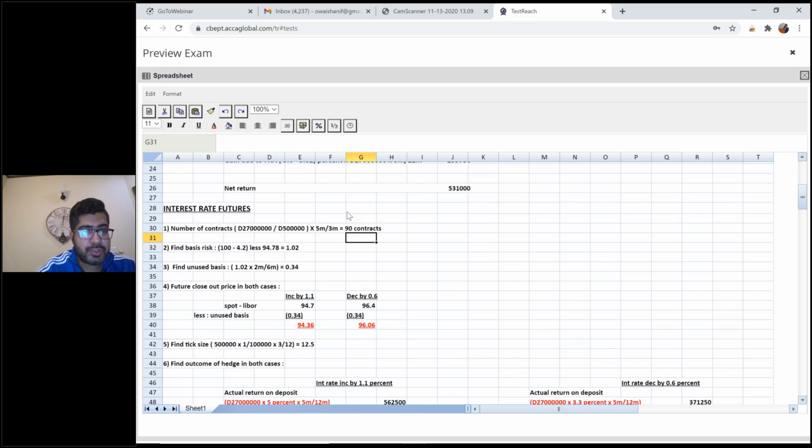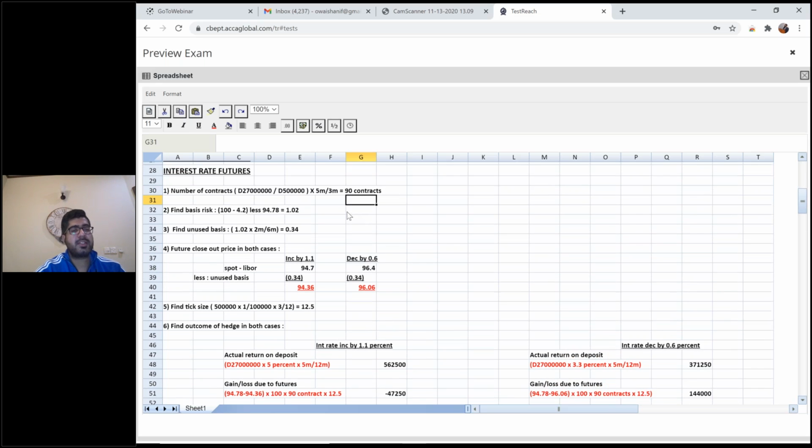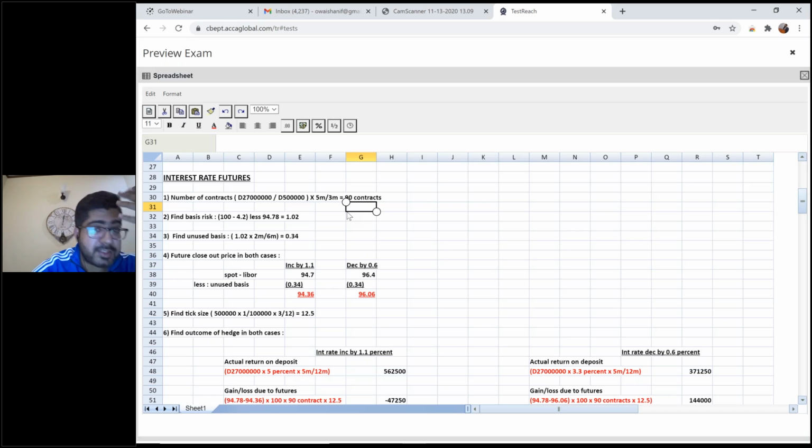When you went towards futures, there are 7 steps. Number of contracts is the amount over contract size, 500,000 into time period 5 months over 3, 90 contracts. Basis risk is the spot 100 minus LIBOR 4.2 less futures price. We were planning to deposit on 31st January, but we took the very next future, 30th March, so 94.78, 1.02. Unused basis: the basis risk 1.02 into extra months. From 31st January, you took a future of 31st March, 2 extra months, total months 1st October to 30th March, 6 months, 0.34.